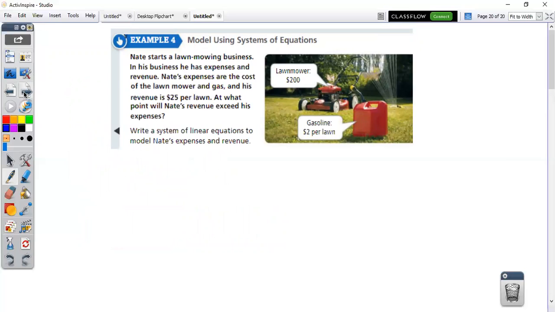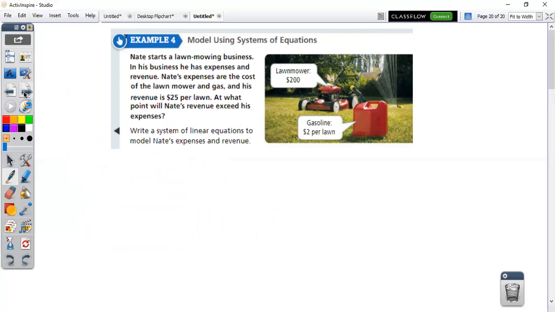Oh, great. Another word problem. Nate starts a lawn mowing business. In his business, he has expenses and revenue. Nate's expenses are the cost of the lawnmower and gas, and his revenue is $25 per lawn. At what point will Nate's revenue exceed his expenses?